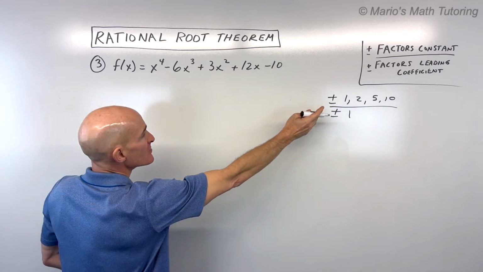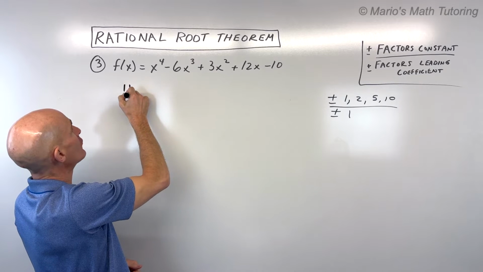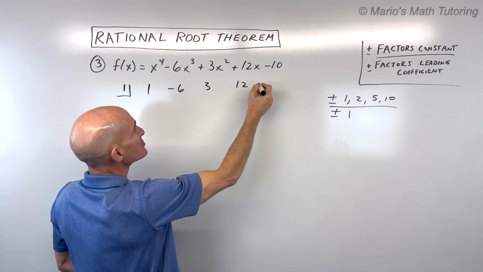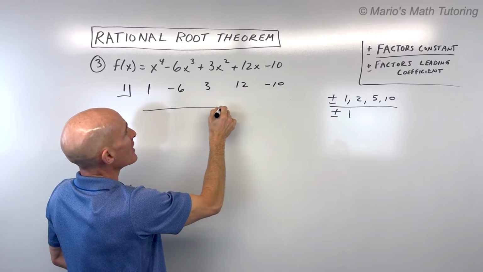So I'm going to start with some small numbers, just maybe start with a positive 1. We've got our coefficients. There's not any missing terms. And we're going to drop down that first number.